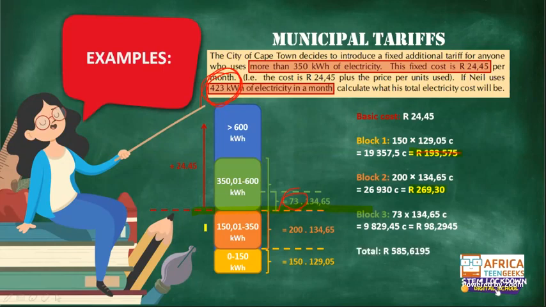And then we're just going to count it all together. 24 plus 193 plus the 296. So this one, this one, this one, and this one together. And that gives us a total of 585.6195 Rand.